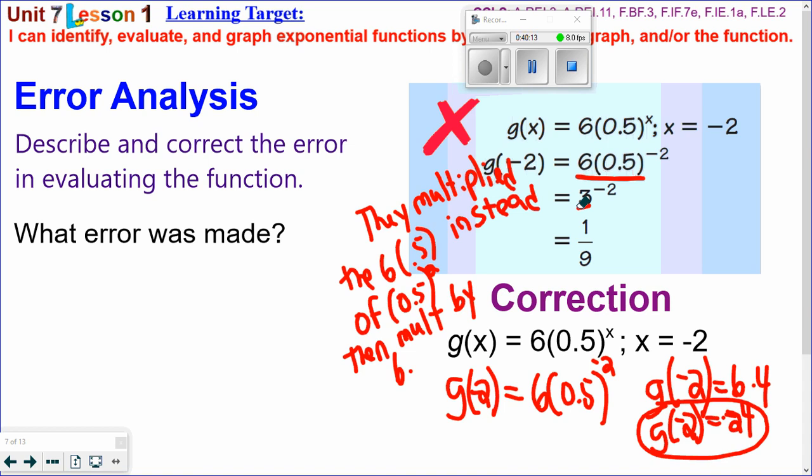this correction. You have g of negative 2, the x is negative 2, so you're just putting that into there, and then you're putting this negative 2 into there. And you do 6 times 0.5 to the negative second power. All right, so that becomes 6 times 4. 6 times 4 is 24. It's a positive 24, so that was your answer.